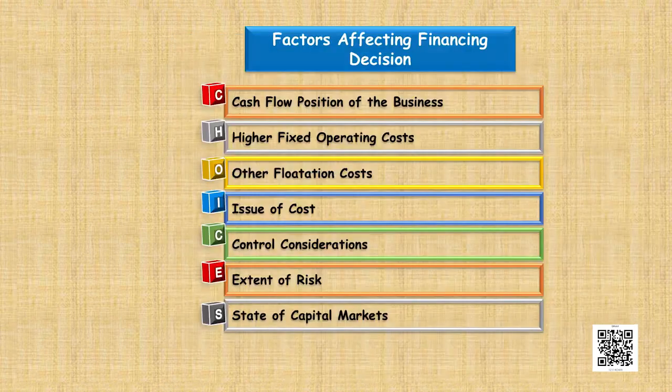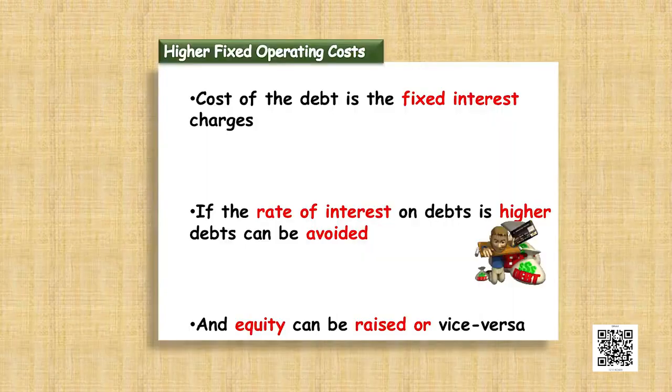The next factor that affects the financing decision is the higher fixed operating cost. Cost of debt is actually a fixed interest payment charge. That means it has to be paid regularly at regular intervals. So it is actually a fixed cost for the company. So if the rate of interest is high, then debt can be avoided. Similarly, if the company is already incurring huge fixed expenses, then it should always avoid debt, because debt adds to the fixed expenses of the company.